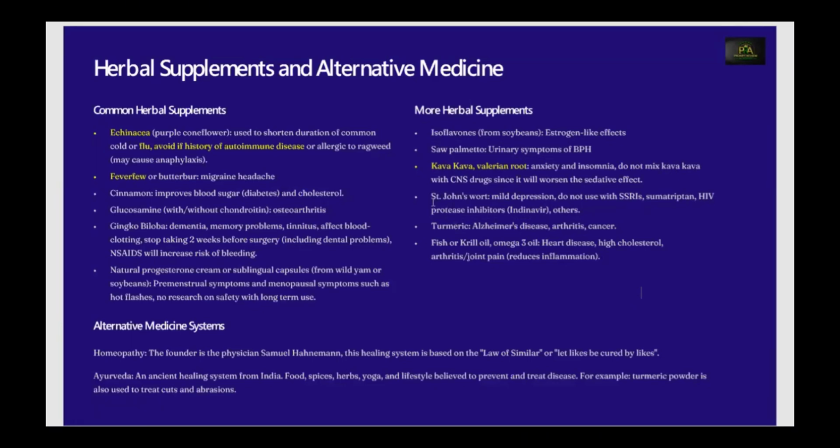St. John's wort is what we use for depression, but also know that it can cause serotonin syndrome when you mix it with an SSRI. So remember all those points. Your herbal supplements are high yield in the exam. Turmeric is used for cancer, arthritis, Alzheimer disease. Okay, then we have the fish oil, omega oil. Those ones are used for high cholesterol, niacin.